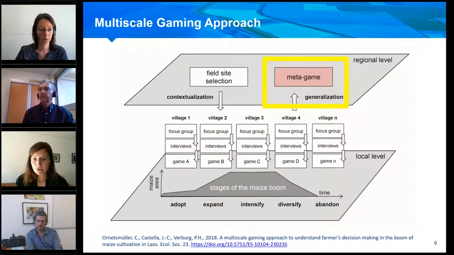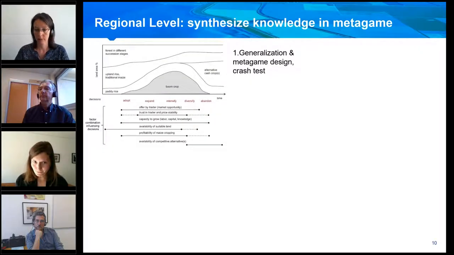And after finishing all these local games in which we explored and tried to understand the context for the smallholders, we then formed a meta game, a game about the games, that helped us to express our system understanding and at the same time to test and validate it. So this is more or less the system understanding. The factors that you see here are what we think are changing throughout time and influencing the smallholders. So from a smallholder's perspective, these are the factors that influence them throughout the boom.